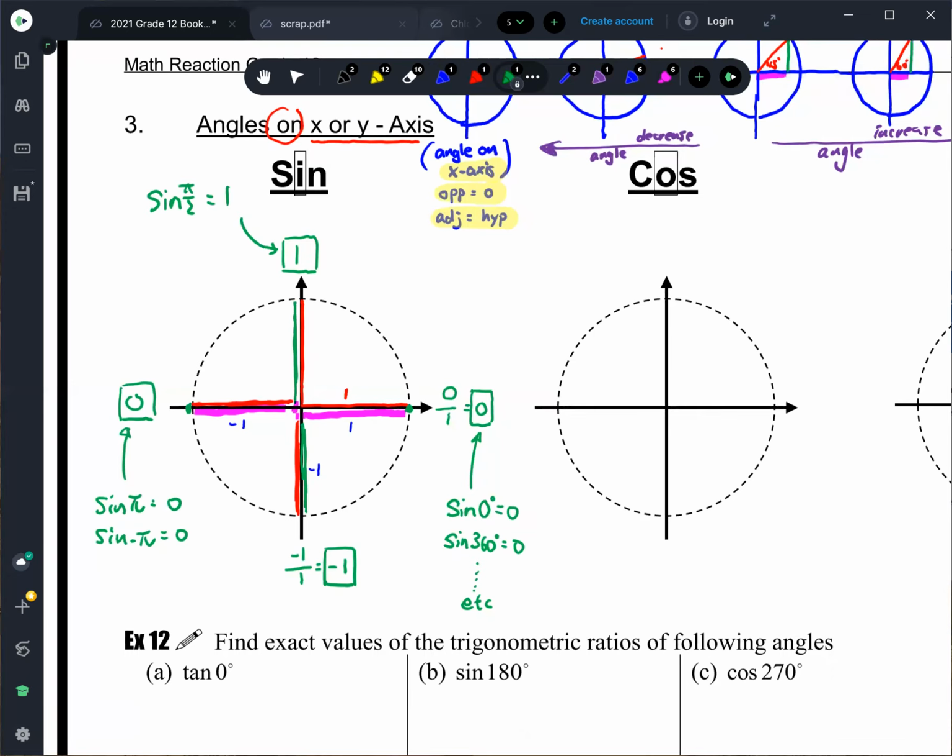Okay, so that took a while to go around. So that's all the 4 places that could happen when the angle is on the x or y axis. Okay, and then for the 90 degrees, opposite will be 1. I'll put the numbers there so you can see.